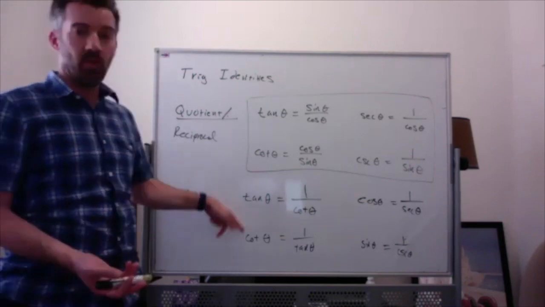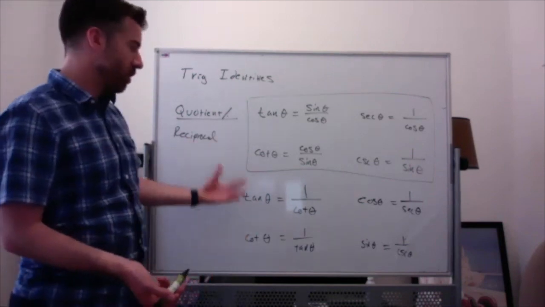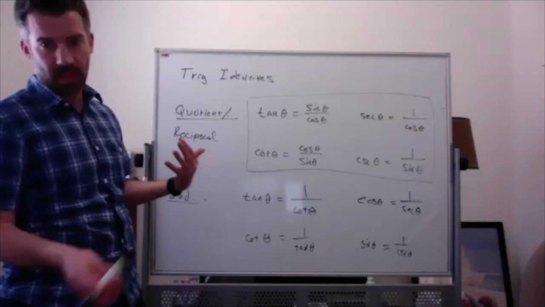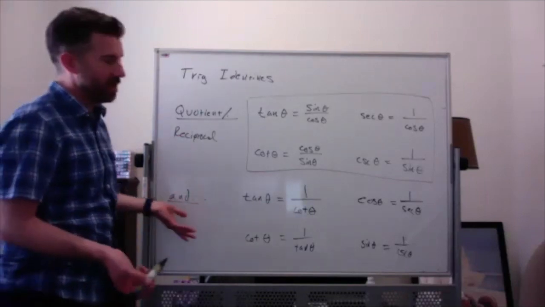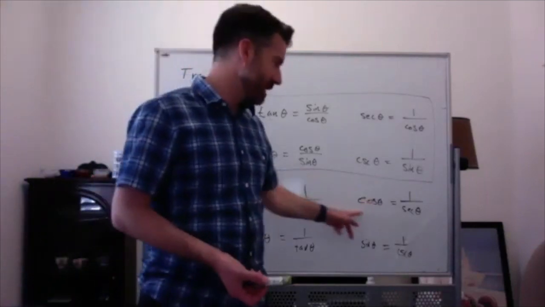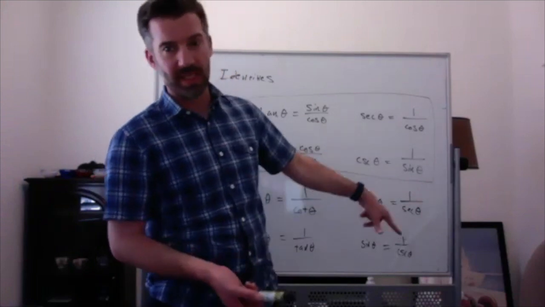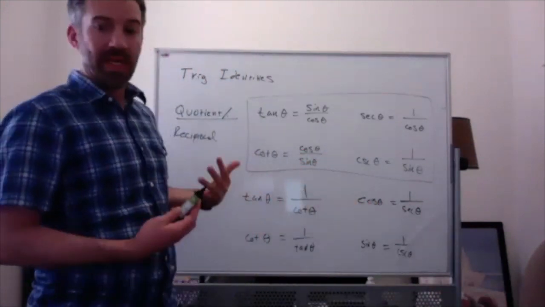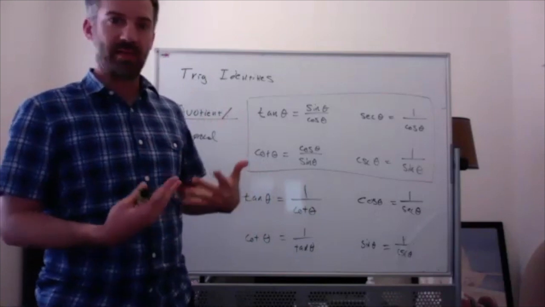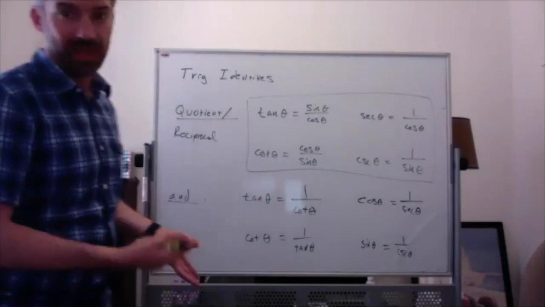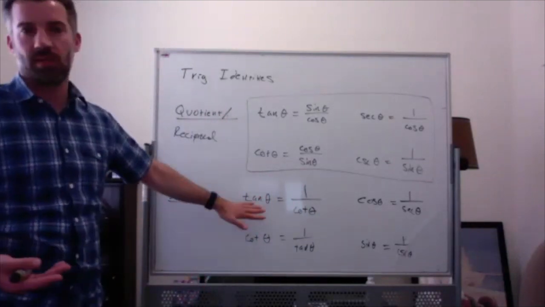But these other four are also quotient or reciprocal identities that we sometimes use. I don't think you're ever replacing cosine with 1 over secant. What's more likely to happen is you end up with 1 over secant, and then you realize, oh, that's cosine. So that's kind of the way you might use these bottom ones a little bit.